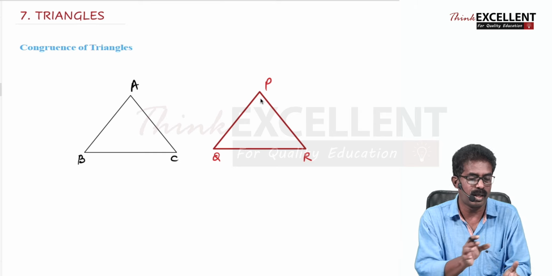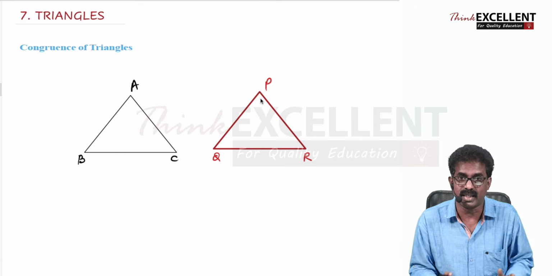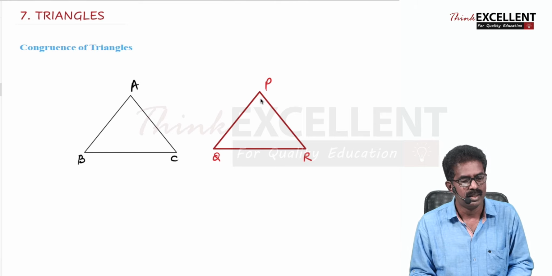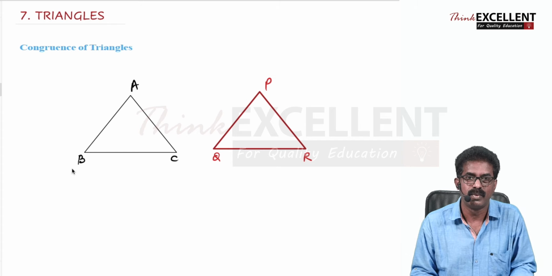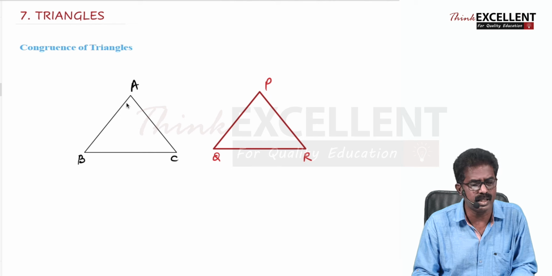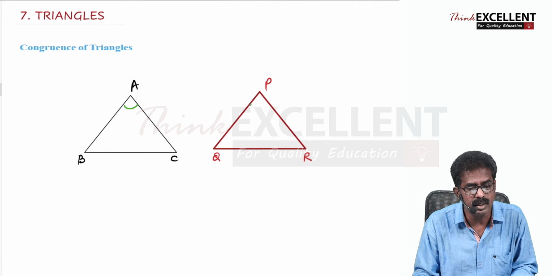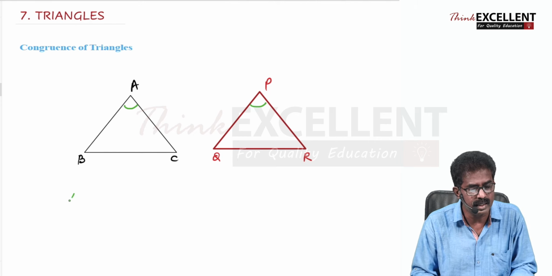Both are of the same shape and same size. So if we keep one on the other, it covers exactly. I just copied and pasted, so it is exactly the same. So here, what can you say? Corresponding angles. First you look into the angles. Corresponding angles are equal. If I take angle A, which is the angle corresponding to A in the second triangle? It is P, right? So angle A equals angle P.